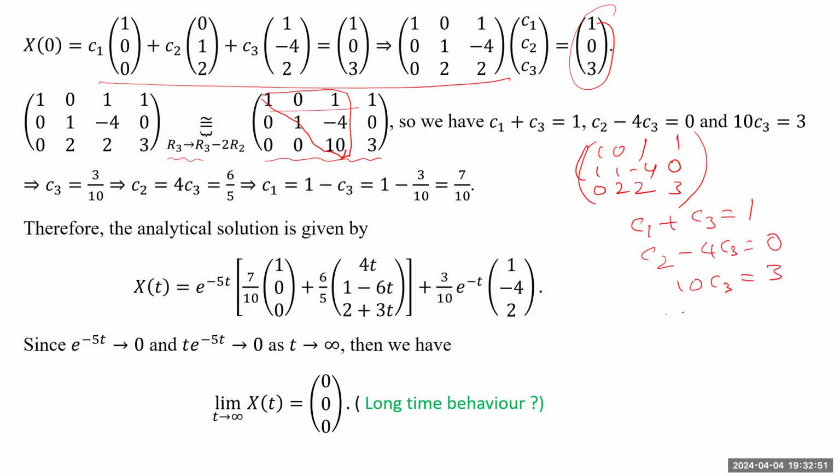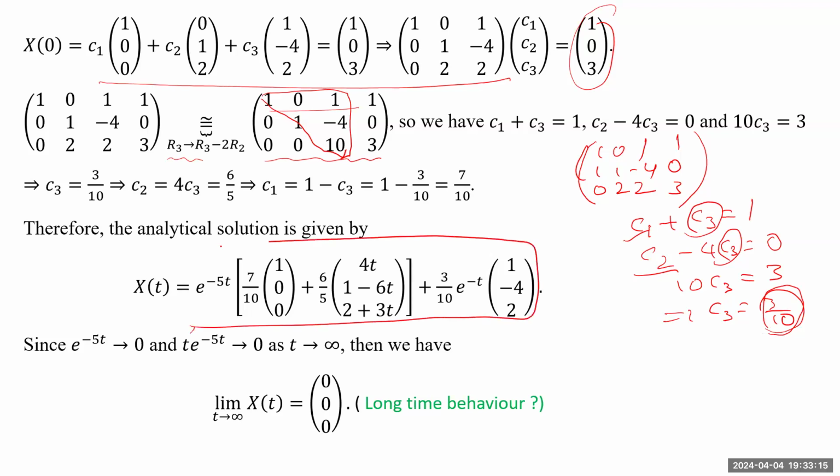So this implies C3 is equal to 3 by 10. Of course, substitute 3 by 10 in the second equation, you will get C2. And also substitute the C3 value in the first equation, you will get C1. So substitute those C1, C2, C3 in your general solution, you will get the analytical solution.